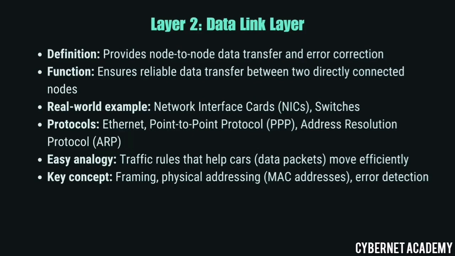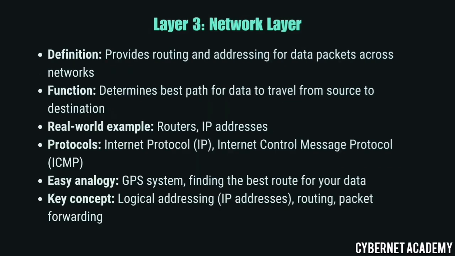The network layer is the Internet's traffic director. While the data link layer handles communication between directly connected devices, the network layer determines how data is sent between devices on different networks. This is where IP addresses come into play. The network layer figures out the best path for your data to travel, even if it has to hop across multiple networks. Routers operate at this layer, using protocols like IP, Internet Protocol, and ICMP, Internet Control Message Protocol. Key concepts here include logical addressing, routing, and packet forwarding. Thanks to this layer, your online gaming session can connect you with players from Tokyo to Toronto faster than you can say lag.